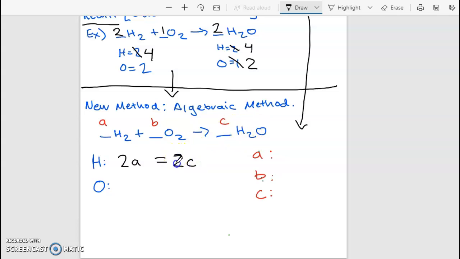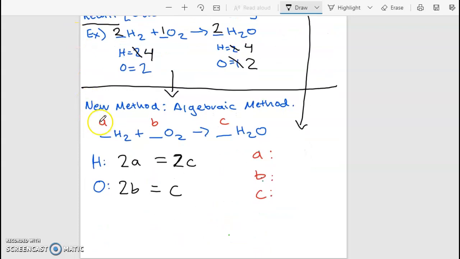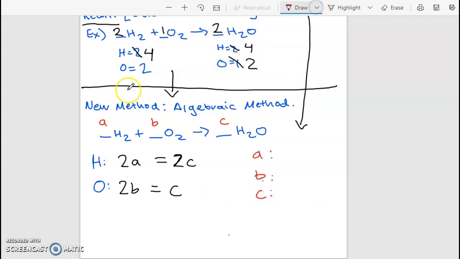If we take a look at oxygen, it occurs 2 times in the B section. If we take a look at oxygen in the C section, it occurs once. So we write 1C, or we can just write C. Now comes the part where the main idea of this video, declaring an arbitrary value. It says pick a number, a reasonable number such as 1, to determine the rest of your desired values. Now, I'll show you what it means if we assign 1.